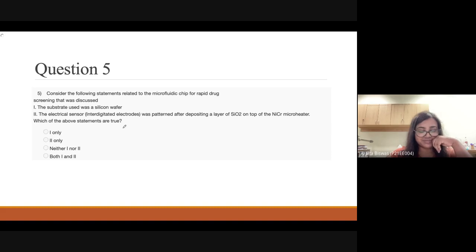The right option is option B. Only statement two is right. The electrical sensor interdigitated electrode was patterned after depositing the layer of silicon dioxide on top of the nichrome microheater, which makes the above statement true.